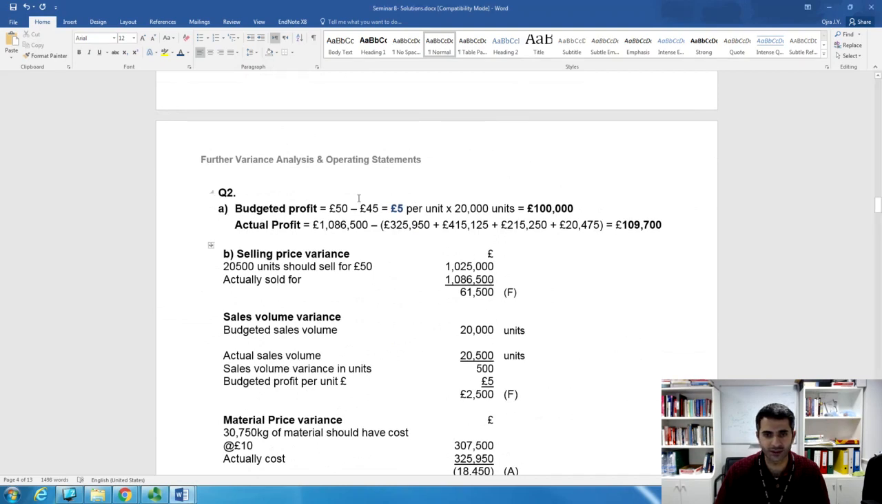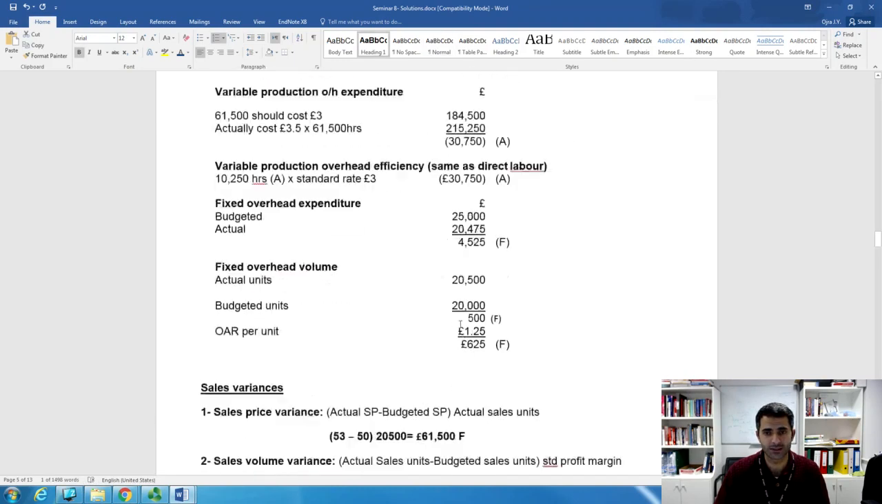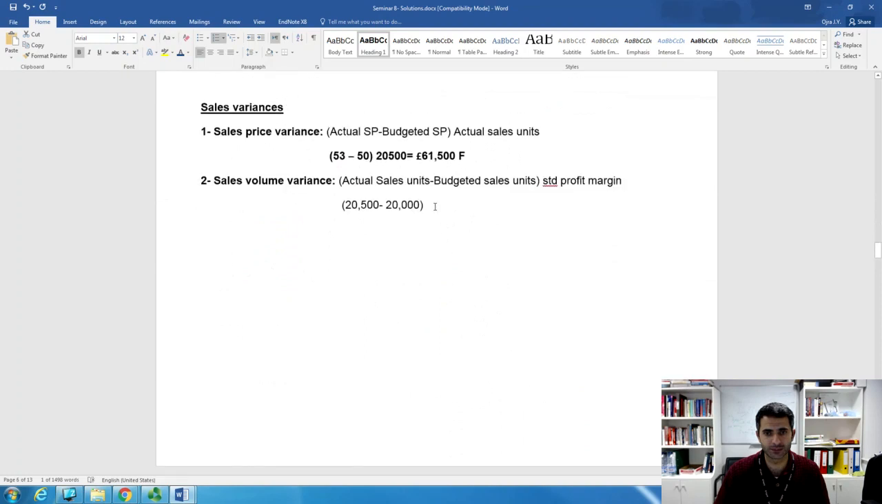Standard profit margin. So 5. Okay. Is it 5? Yeah. 5. And then let's do the answers. So 500 times 5 equal to 2,500.